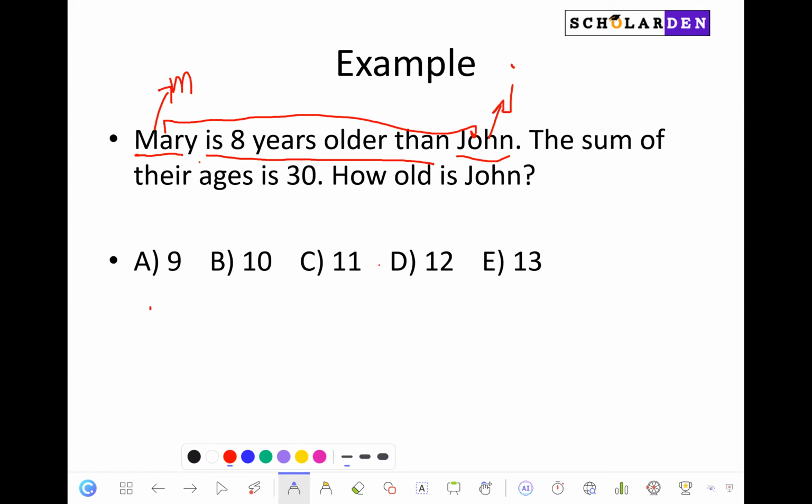Like we are given 5 values, and we can assume one value. And then we can say that, okay, if this was John's age, how old is going to be Mary, and then if we add these two, do we actually get 30? Yes, we can do back solving as well. So this is called back solving.